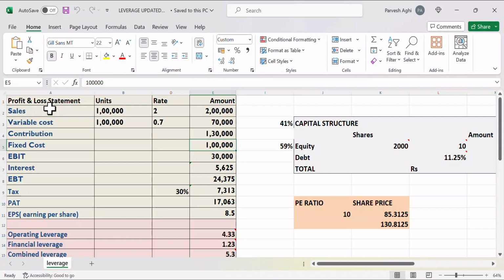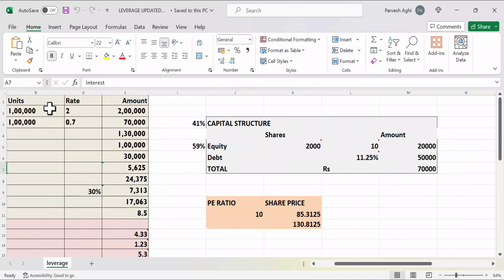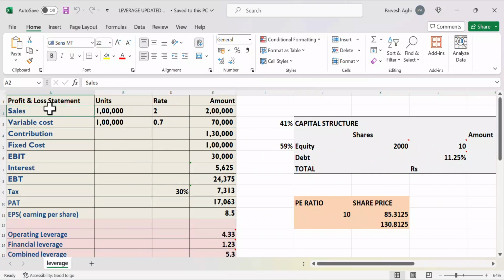So there's a fixed cost of 1 lakh rupees. Okay. So then we minus the fixed cost from the contribution, we get operating profit of the company, which is called EBIT. EBIT is earnings before interest and tax. Okay, fine. Then there is some interest. What company has done is, before that, I'll just tell you the variable cost is 70,000 and fixed cost is 1 lakh. So if I calculate the percentage, the variable cost is 41% and fixed cost is almost 60%. So that means the company has a good amount of fixed cost.